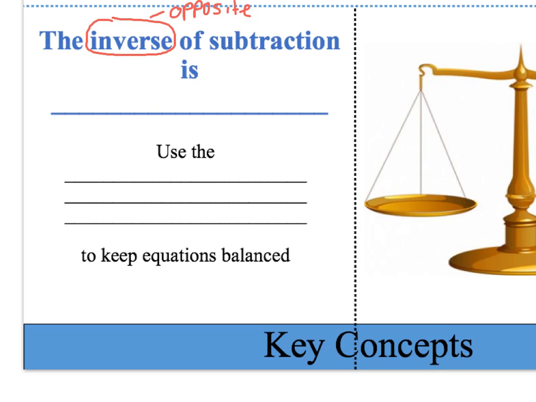Remember, the word inverse means opposite. So the inverse of subtraction, or the opposite of subtraction, is addition. And whenever we solve equations, the overall goal is to isolate the variable. But in order to isolate the variable, we need to use the addition property of equality to keep equations balanced.